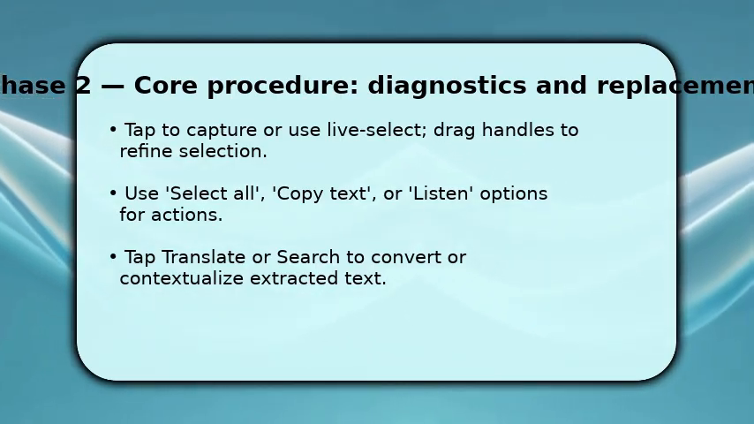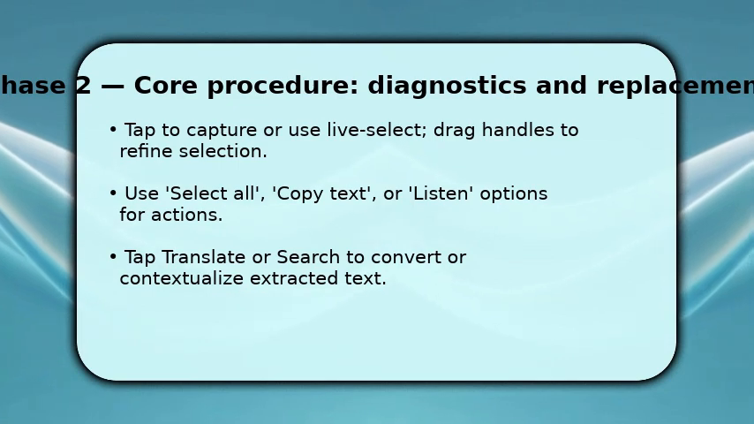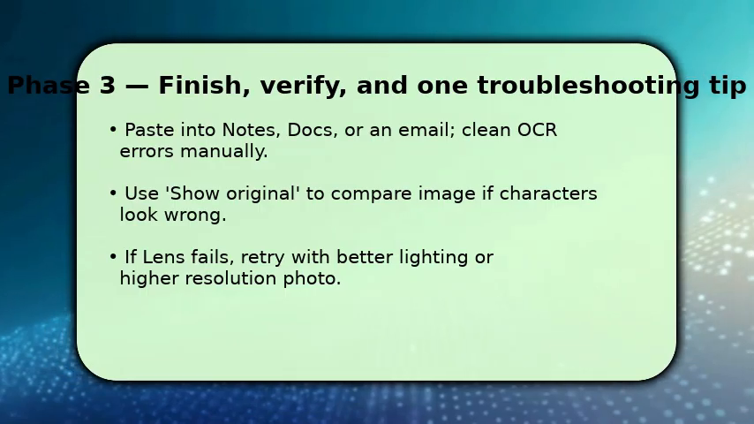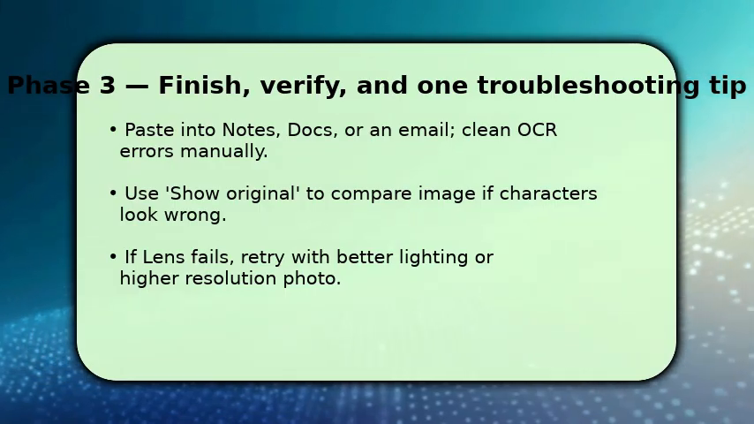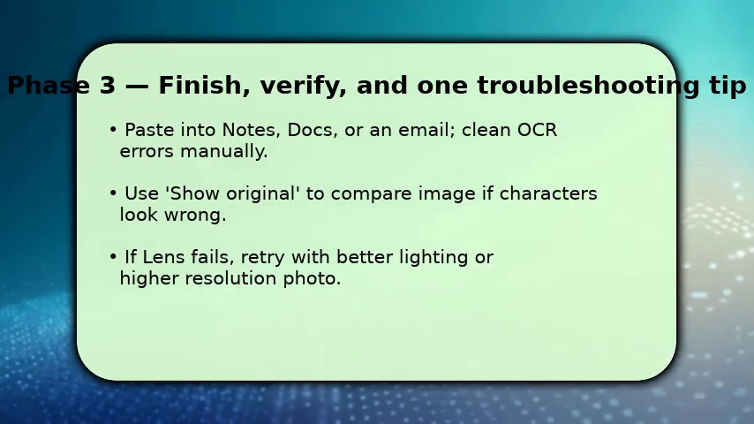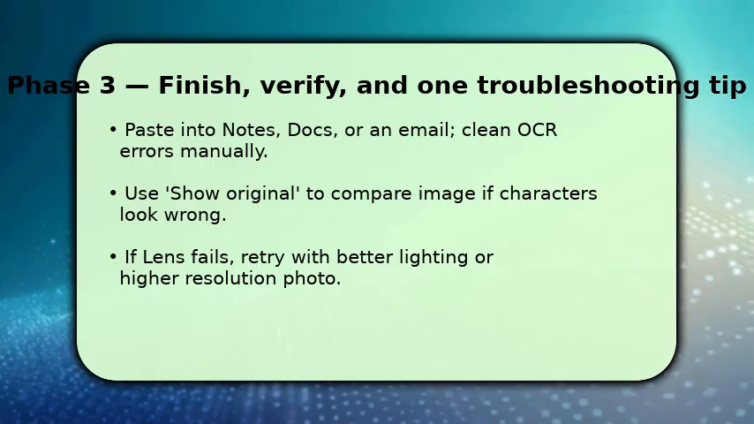After extraction, paste the text into your target app, Google Docs, Notes, or an email, and quickly proofread for OCR mistakes like I/1 or O/0 substitutions. If something looks off, tap Show Original to compare the photo and correct errors in context.